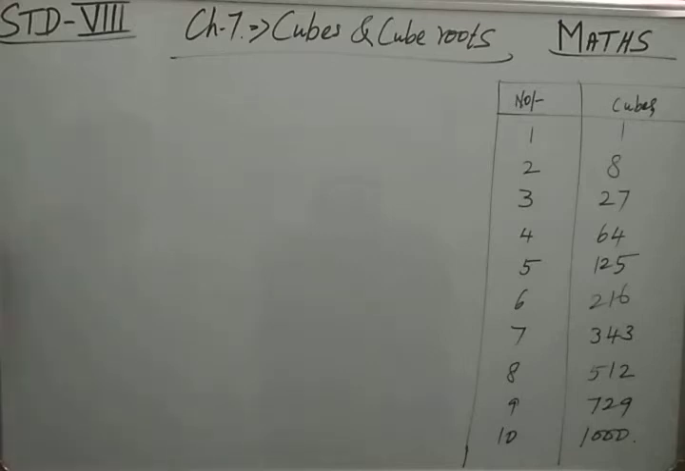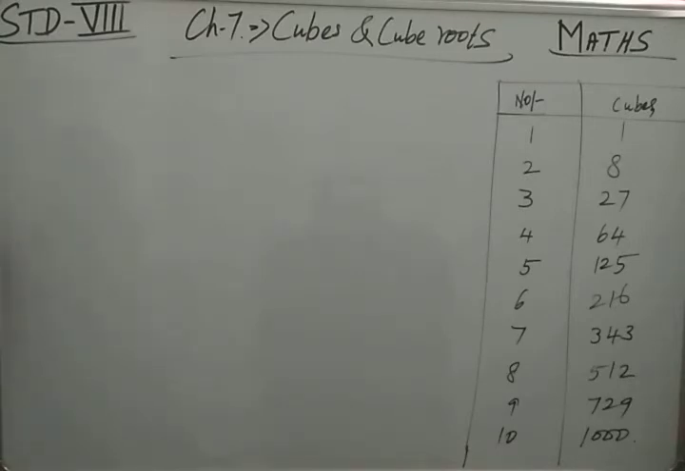And today we are going to discuss chapter 7, cubes and cube roots. Already we have completed the 6th chapter, squares and square roots. Now we are going to see cubes and cube roots. First of all, what is a cube?